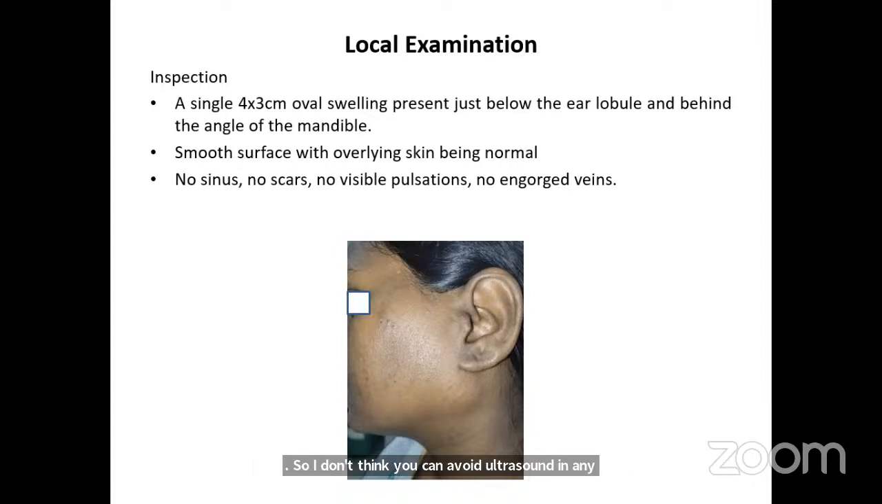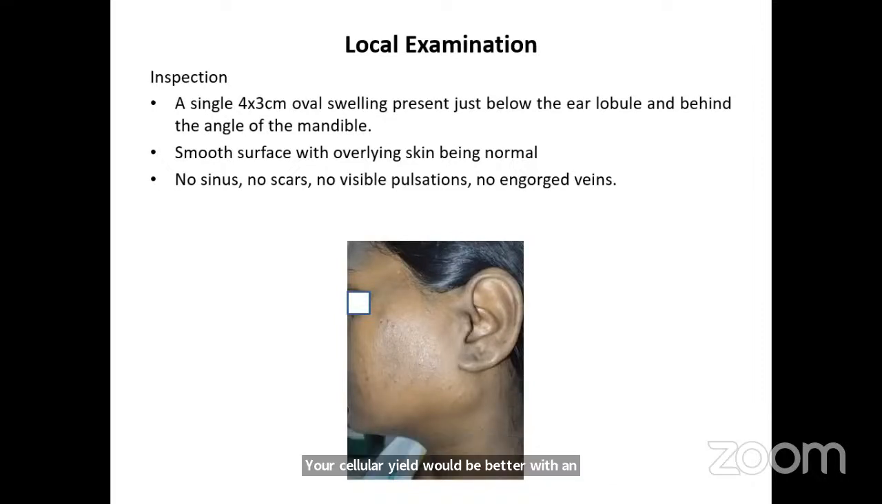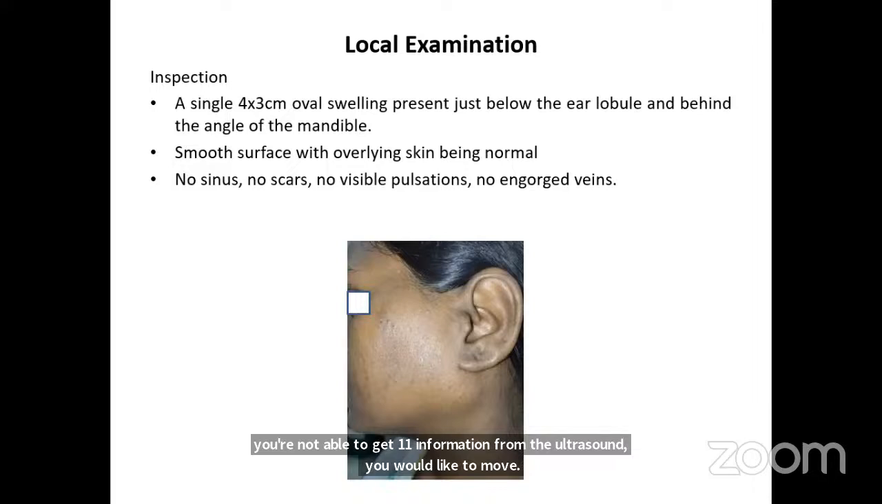Most of the patients will come to you with an ultrasound, and definitely if you have solid cystic components, like in an adenoid cystic or in a mucoepidermoid, which has also got cystic components, your cellular yield will be better with an ultrasound guided FNA. So say that you would start with an ultrasound that will help you guide the FNA. And then if you're not able to get relevant information from the ultrasound, you would like to move to a contrast enhanced MRI if there are other factors.